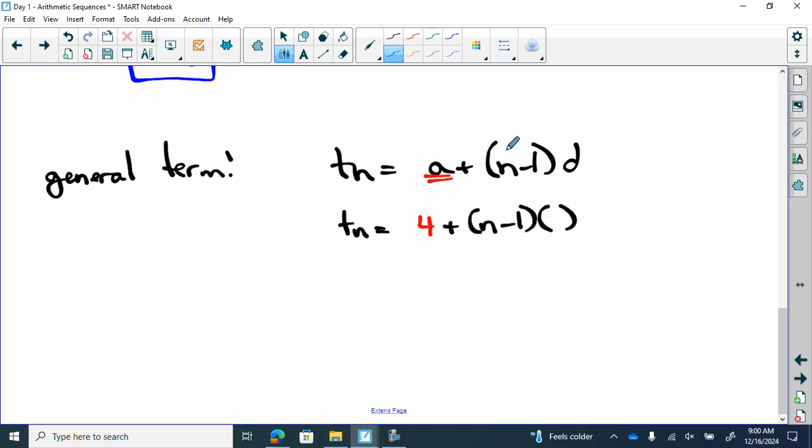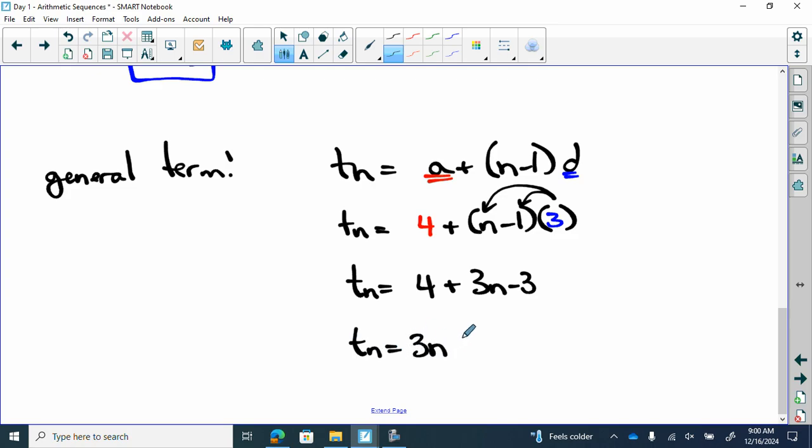What was the common difference? 3. For the general term, I'm going to leave n as n. And then I'm just going to work this out. 4 plus 3n minus 3. Do you understand how I got that? I multiplied. And then I'm going to group my like terms. Tn is going to equal 3n plus 1. 4 minus 3 is 1. That is my general term.